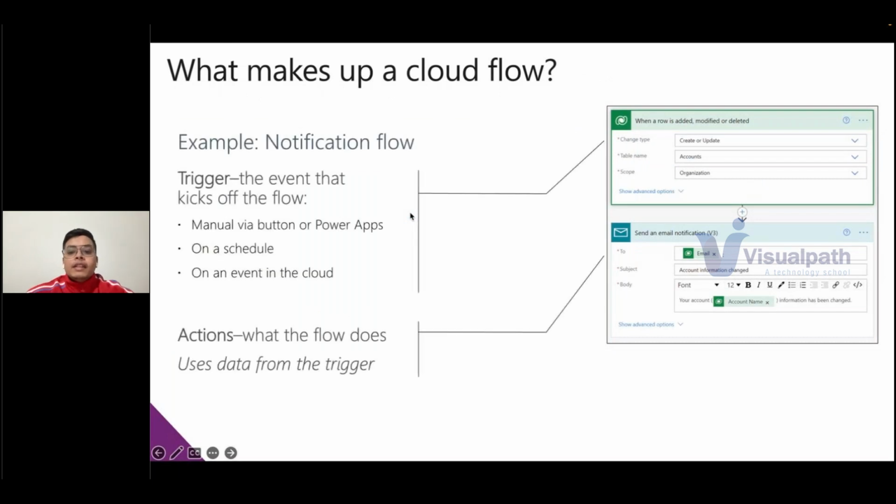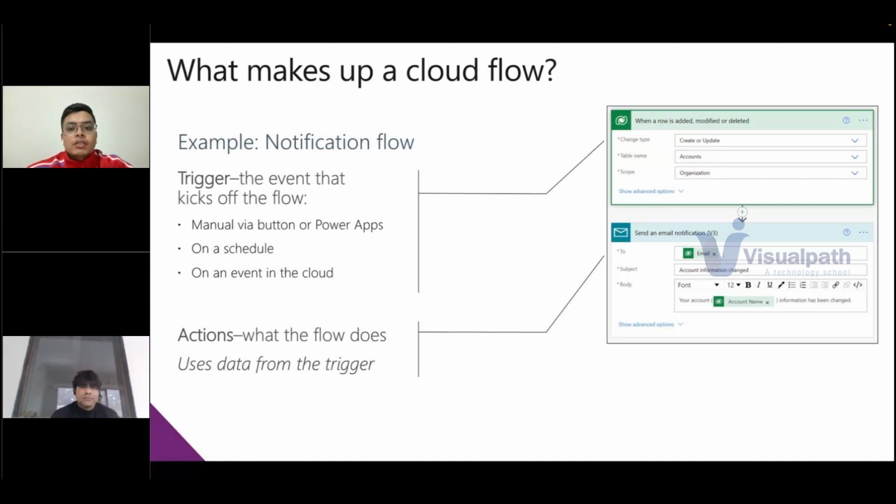Now the example which you are seeing is an automated flow, where you can see this is the trigger: when a row is added, modified, or deleted. Okay. Whenever a row is added, modified, or deleted in the database, this particular flow will trigger. The connector which you are seeing is a Dataverse connector, connected with Microsoft Dataverse. So in an account table, if a row is created, modified, or deleted, this flow will trigger and it will send a notification to the email with the account name. Okay.